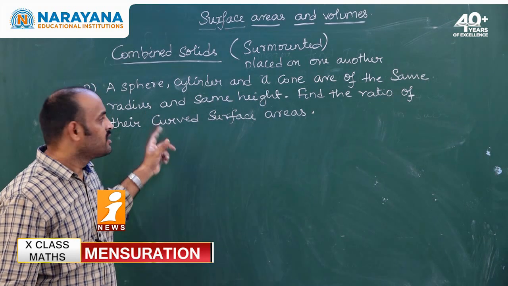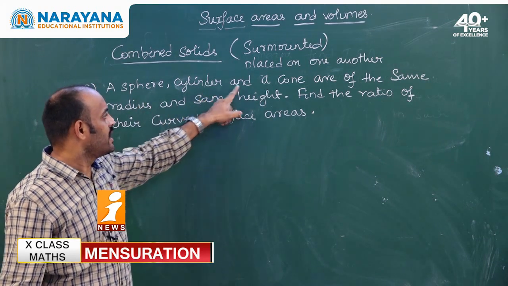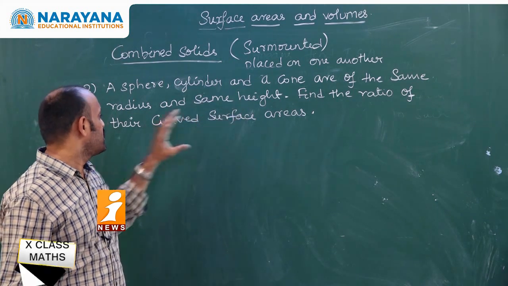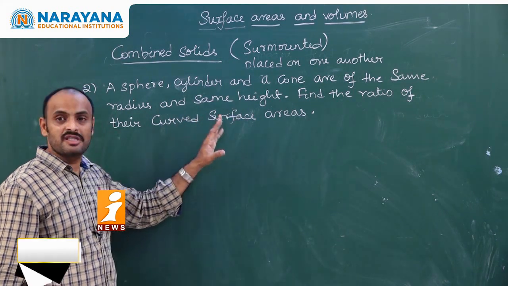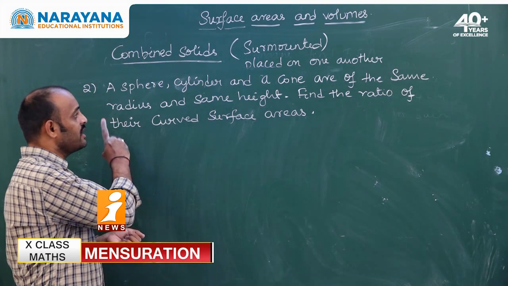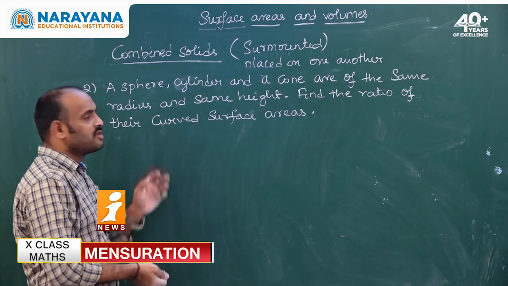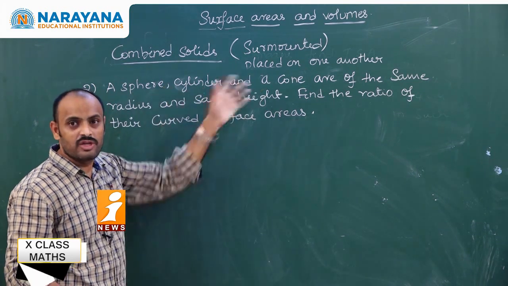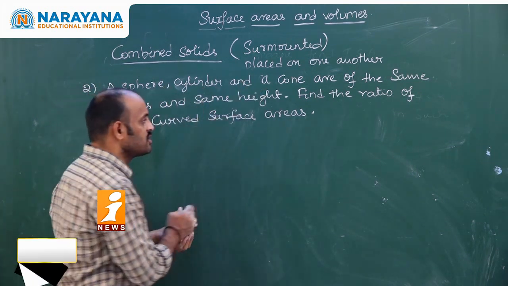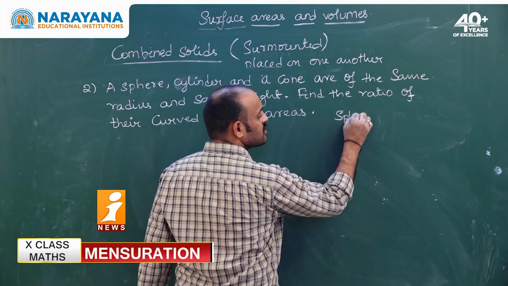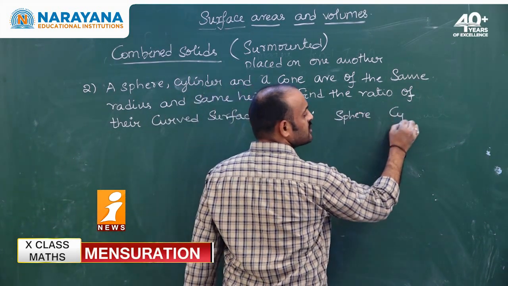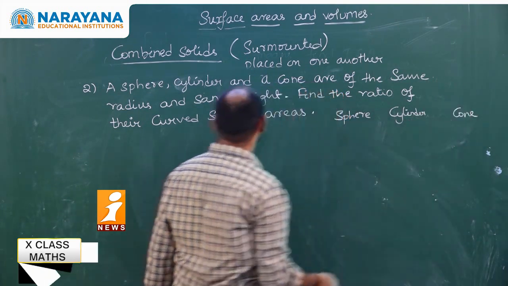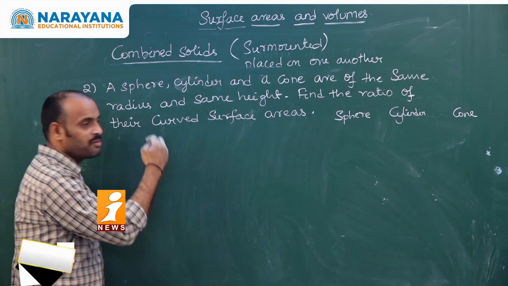See the second question. A sphere, cylinder and a cone are of the same radius and same height. Find the ratio of their curved surface areas. So 3 solids are given. See the order. First sphere is given, next cylinder is given, next cone is given. So don't forget this order. First sphere, then cylinder, then cone. He said that the radii are same.